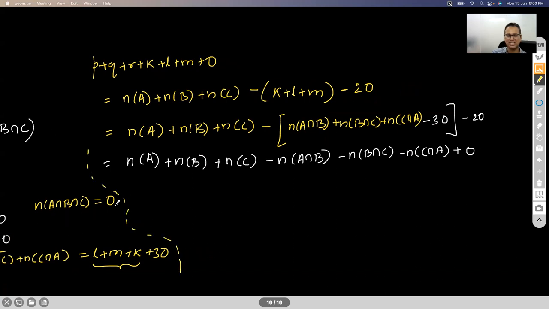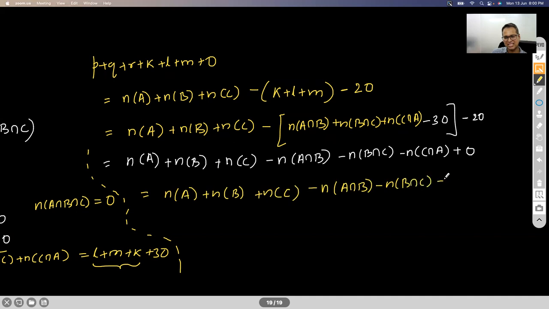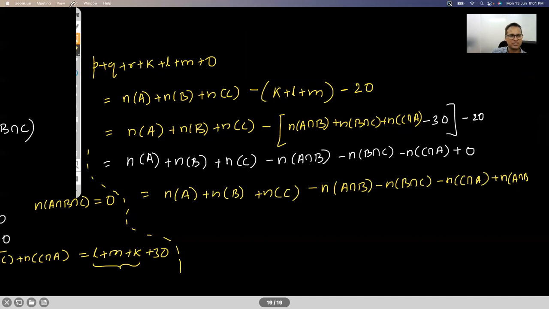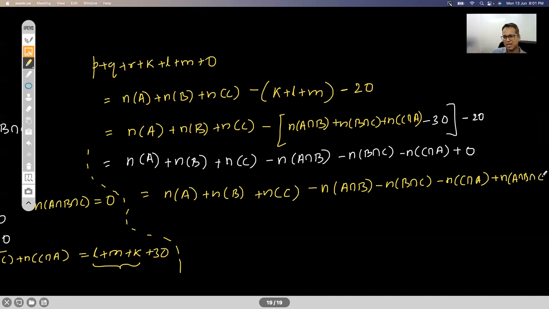I've already written O is N of A intersection B intersection C. So this will become NA, NB, NC minus this, and plus O means NA intersection B intersection C. Let me shift it to this side because it is blocking my way. Is it fine? But what is more important, my dear, is to see what is happening while writing these formulas.